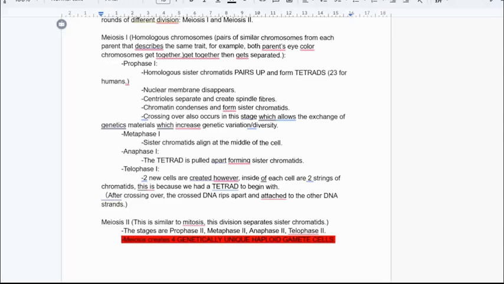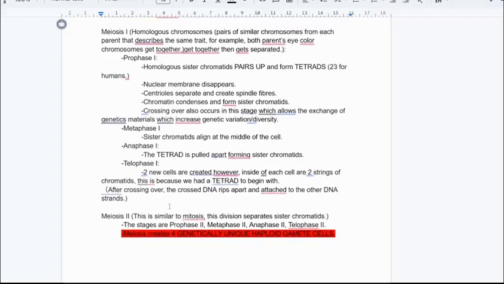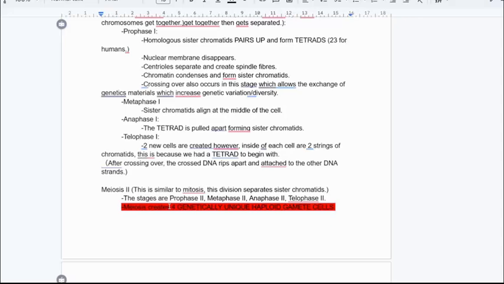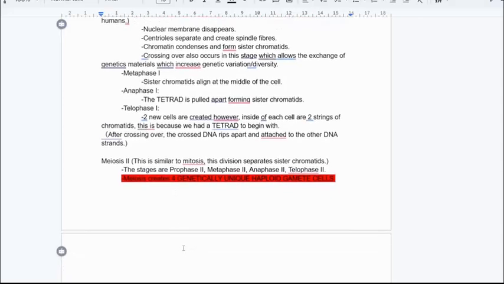So there's a little bit of crossing over, which means that your eye color might be a little or a lot darker than your brother's, and your brother's hair color might be a lot darker than yours. And then after that, we have meiosis 2. This is completely similar to mitosis, except that we create more.